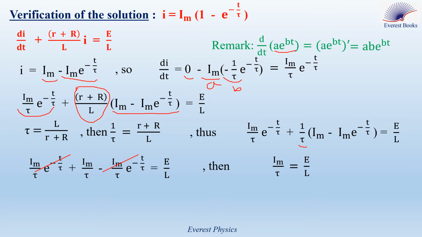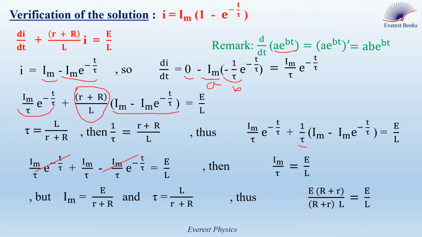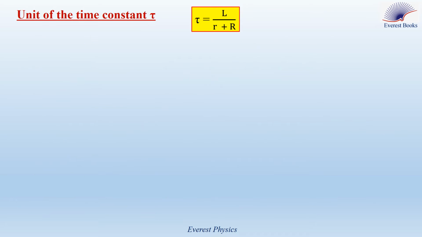Im over tau is equal to E over L, but Im is equal to E over R plus r and tau is equal to L over R plus r. Now replace Im and tau by their expressions, and R plus r cancels R plus r. So E over L is equal to E over L. Since the left side is equal to the right side, the expression of i is a solution of the differential equation.